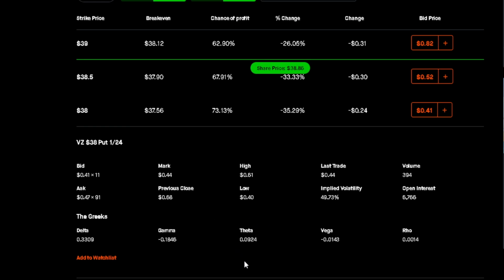In this particular case, theta is saying that if I were to sell this option, every day, the value of the option would go down by 9 cents. Vega measures the sensitivity of an option's price to changes in the implied volatility. If the implied volatility increases, Vega tells you how much the price of the option will increase. And Rho measures the sensitivity of the option's price to changes in interest rates. It's far less important for short-term trades, but can be more relevant in a changing macroeconomic environment, i.e.